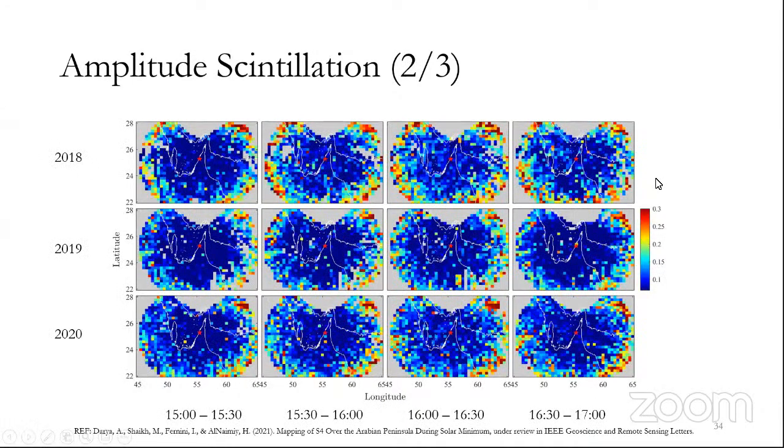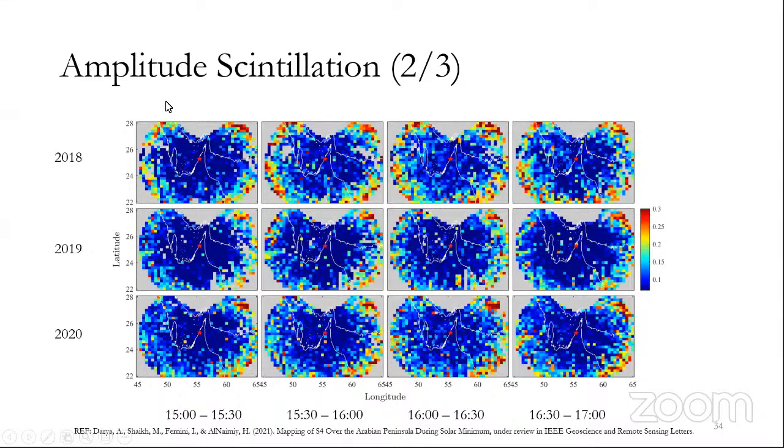Looking at it in a map, we can see here we have maps of 2018, 19, 20 rows, and each map is considered as a 30-minute map. As the time goes by from 15 to 17 p.m. local time, you see that the density of the amplitude scintillation increases. Here, the values correspond to the amplitude scintillation index. The higher it is, the worse the scintillation.